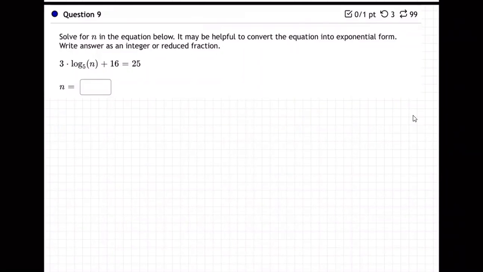How are we going to do this? So we have 3 times the log base 5 of n plus 16 is 25. So what are we going to do? How do we solve a log equation?